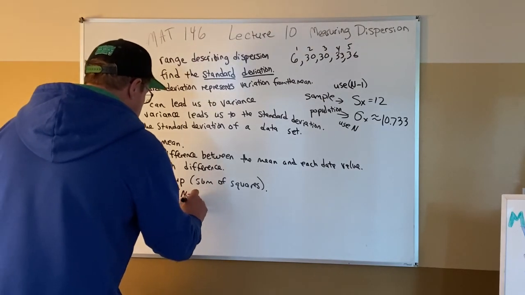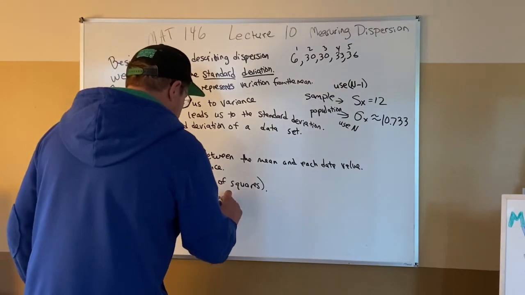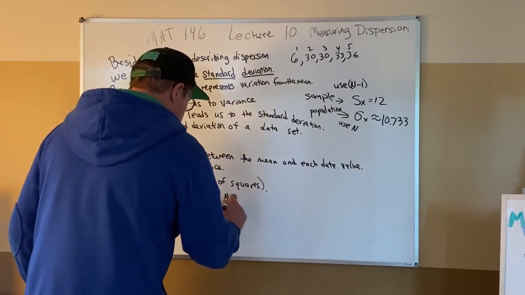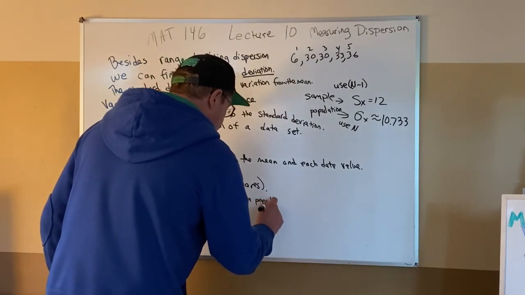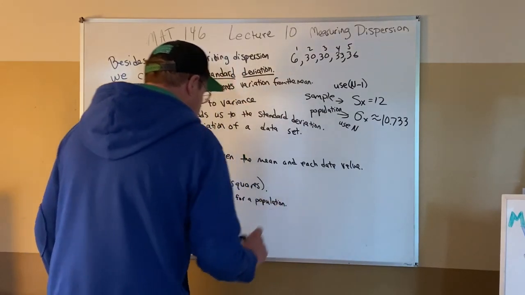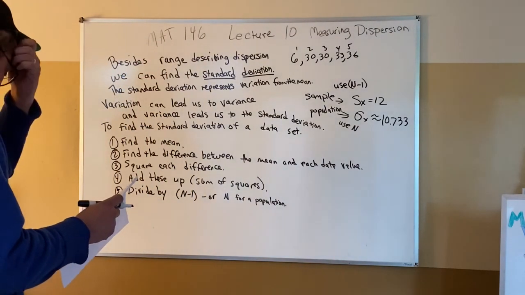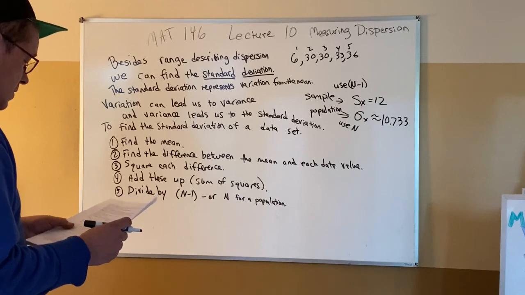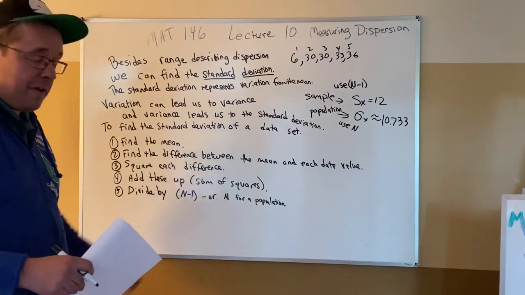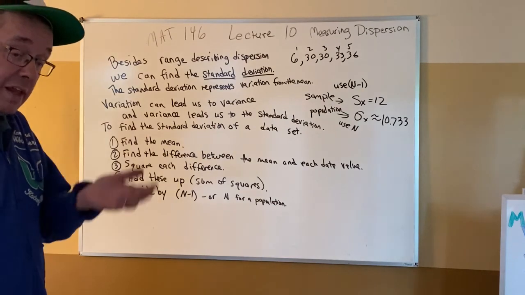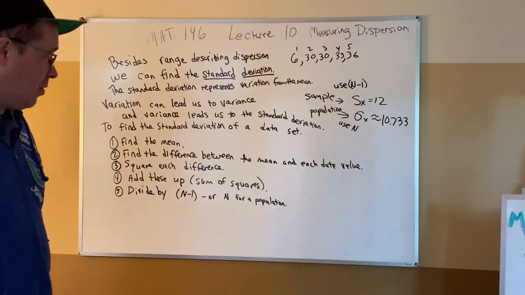I'm going to put n minus 1 in parentheses because we're doing a sample, or n for a population. But we're going to stick with the sample. We're going to go for the sample standard deviation. One of the things I have found is that if you only have 1 value and you try to divide by n minus 1, you're going to divide by 0. It will not let you do a standard deviation if you have only one value. It'll try to divide by 0 and blow up.